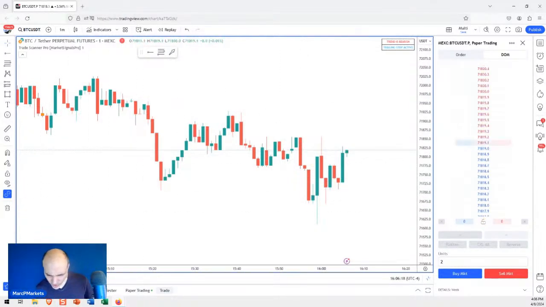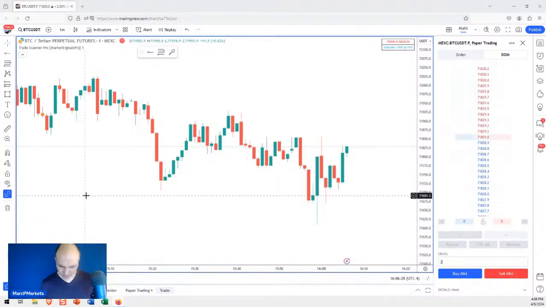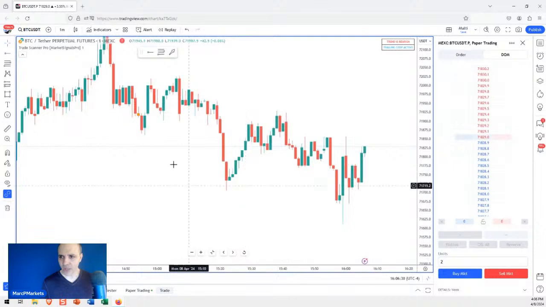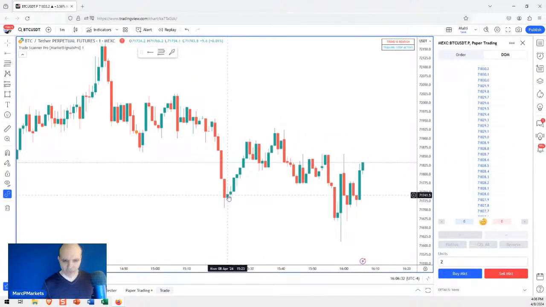It would be cool to have the horizontal lines at the candle, but leave them sitting on the chart for historical trades. That's interesting. Here's the thing with that.